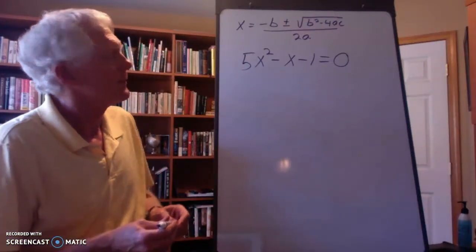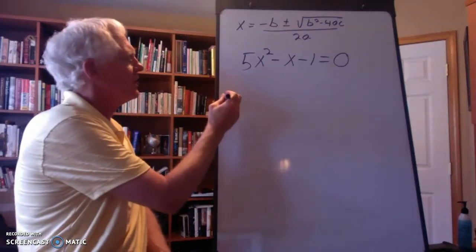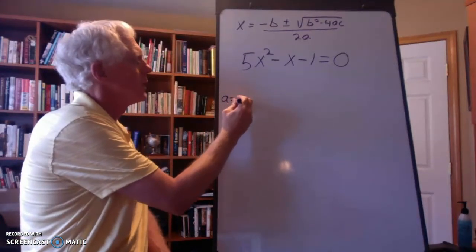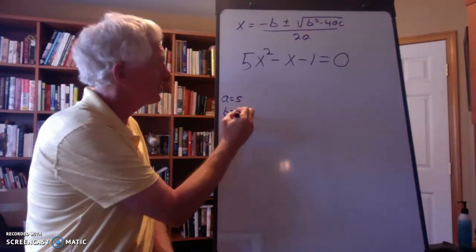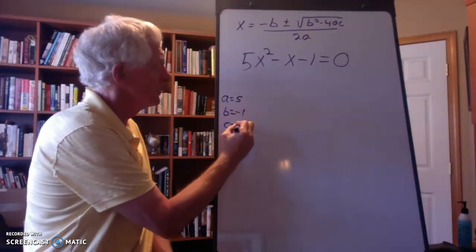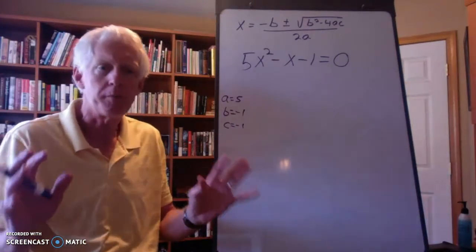So first thing, of course, is always label our values. A in this case is 5. B is negative 1, and C is negative 1. Most negatives are not impossible, but just be careful.